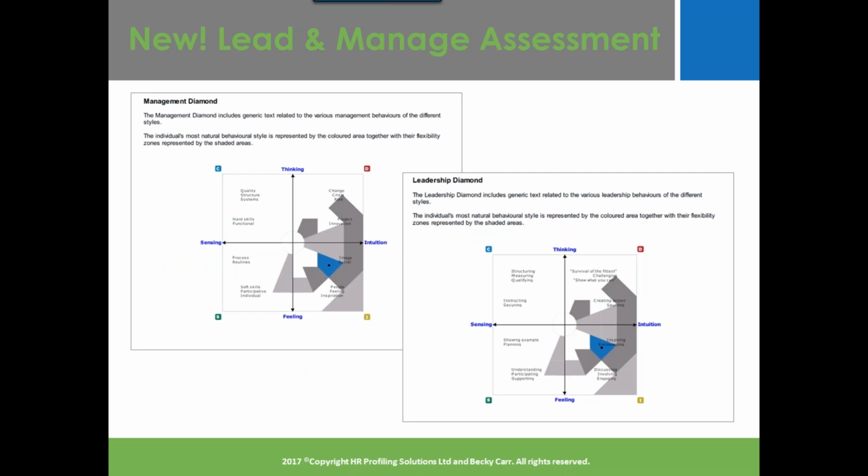The Lead and Manage assessment uses both the new management diamond as well as the new leadership diamond. So similar to a flexibility map, it shows where the leader's natural style is mapped, and that can correlate with the wording about the various management and leadership behaviours. It really helps bring their potential style into context.